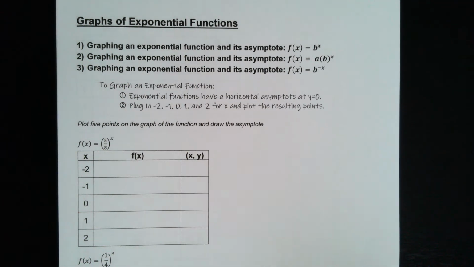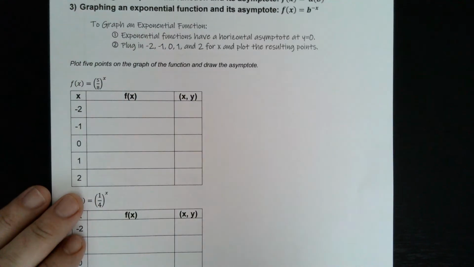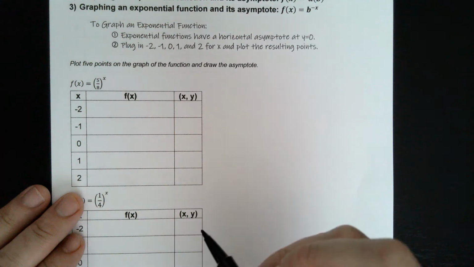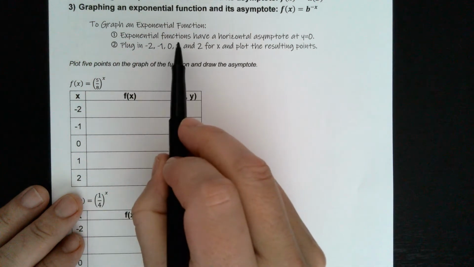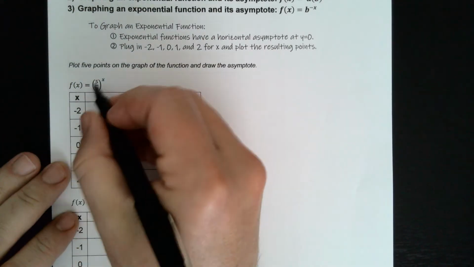This is a basic one, 5 over 8. Okay, so we're just going to plug in these points. And we know that exponential functions have a horizontal asymptote of y is equal to 0 unless something has been changed in the function, shifted around in some sort. So we will plug in a -2 here.